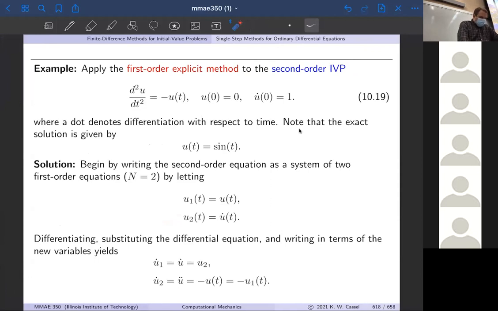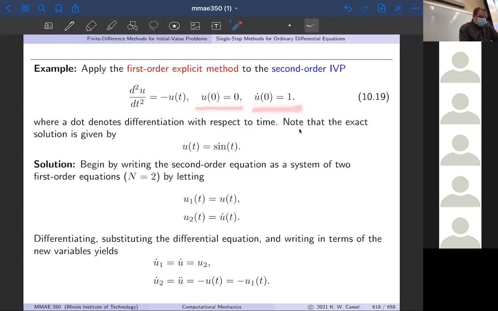So let's do an example. I now have a second order ordinary differential equation, u double dot is equal to minus u. I now need two initial conditions because it's second order. So u at t is equal to 0 will be 0, and u dot at t is equal to 0 will be 1. So I have an initial condition on the position and the velocity, if u is a position.